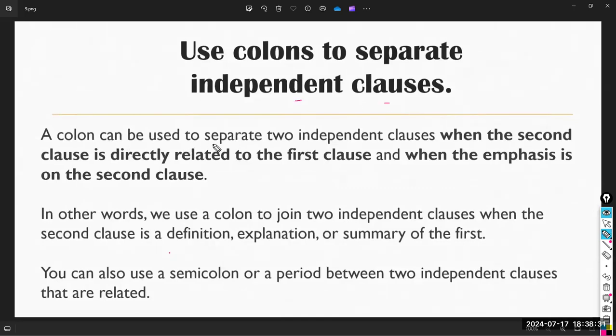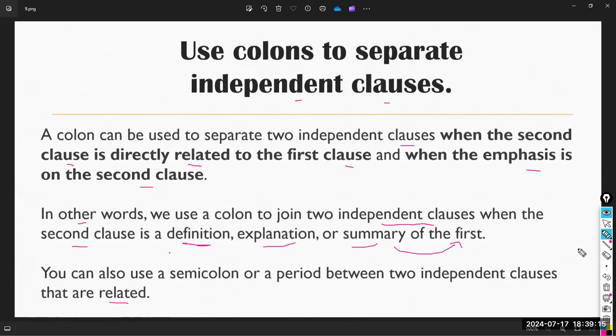Now, we use colons to separate independent clauses. A colon can be used to separate 2 independent clauses when the second clause is directly related to the first clause, and when the emphasis is on the second clause. In other words, we use a colon to join 2 independent clauses when the second clause is a kind of definition or explanation or summary about the first one. Absolutely, we have to mention some examples. You can also use a semicolon or a period between 2 independent clauses that are related.